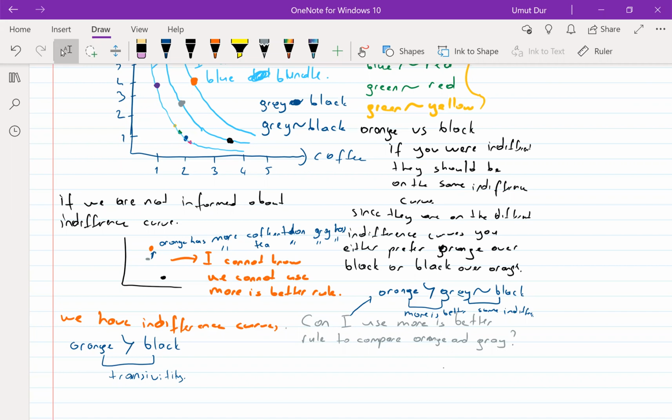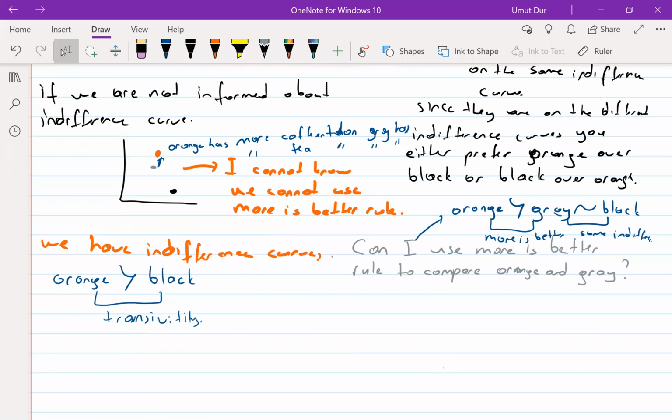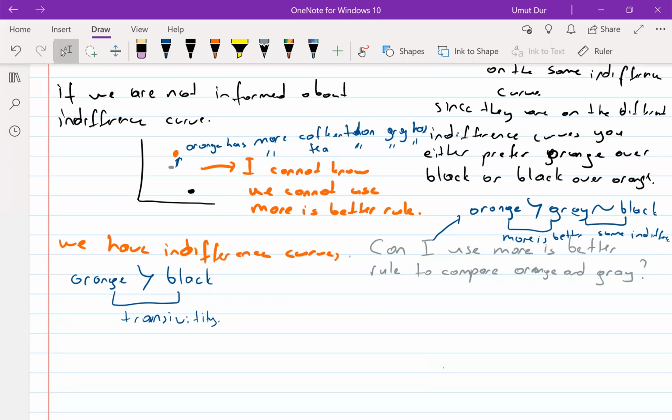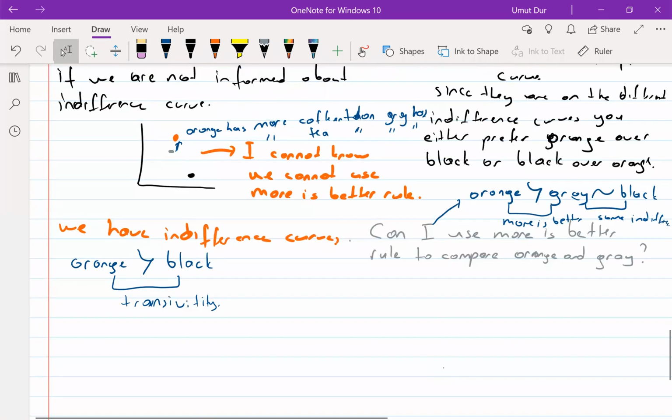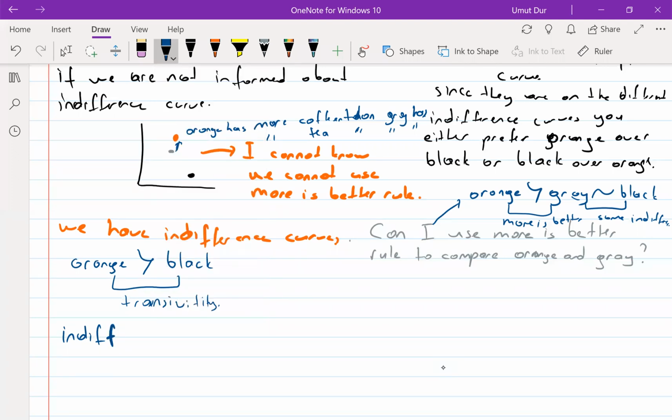Good. So let's continue then. I tried to illustrate the properties of the indifference curve through this example. So let's list them formally. Indifference curves have five important properties.